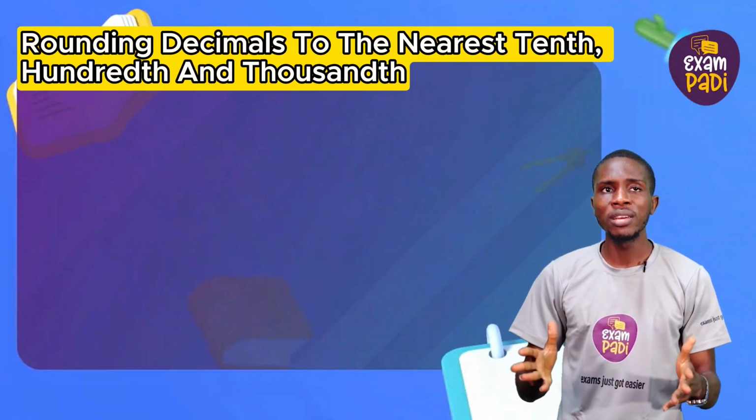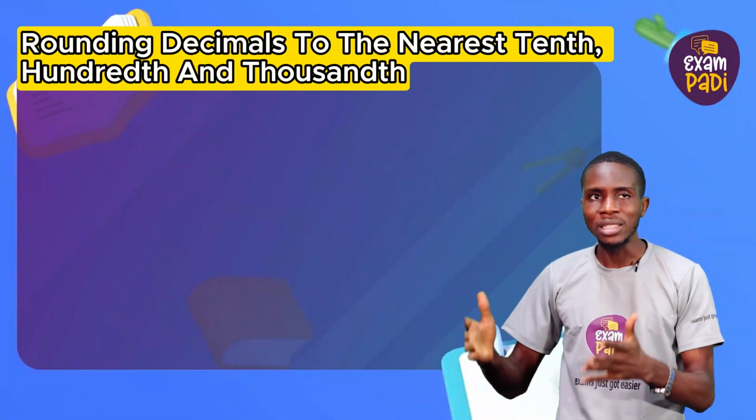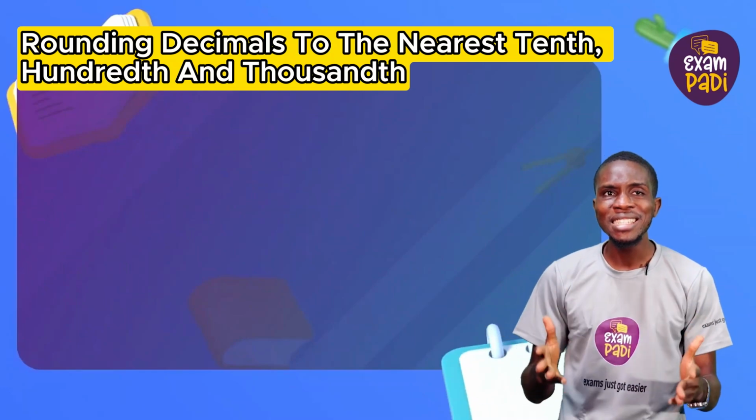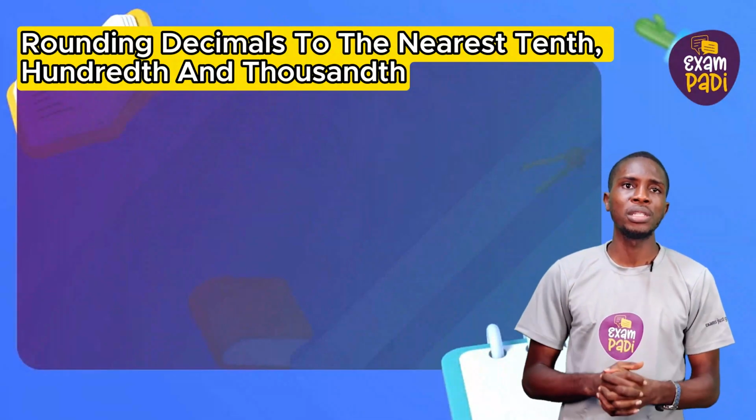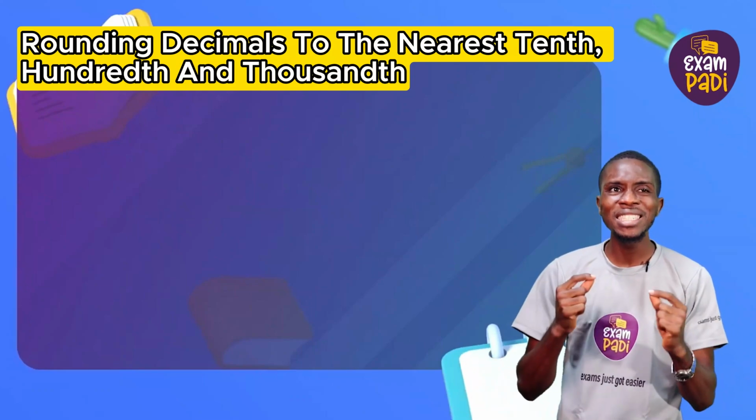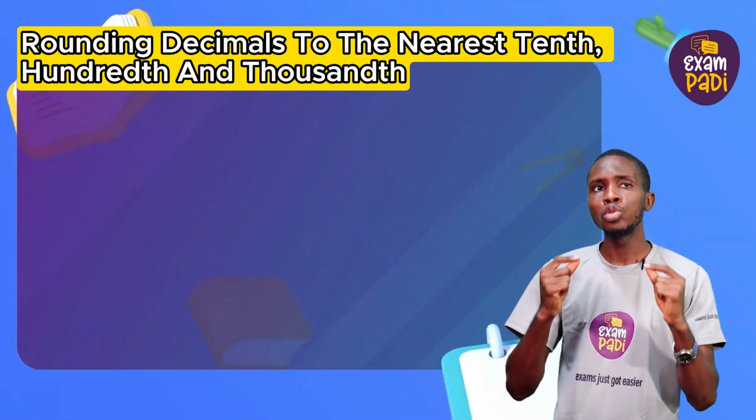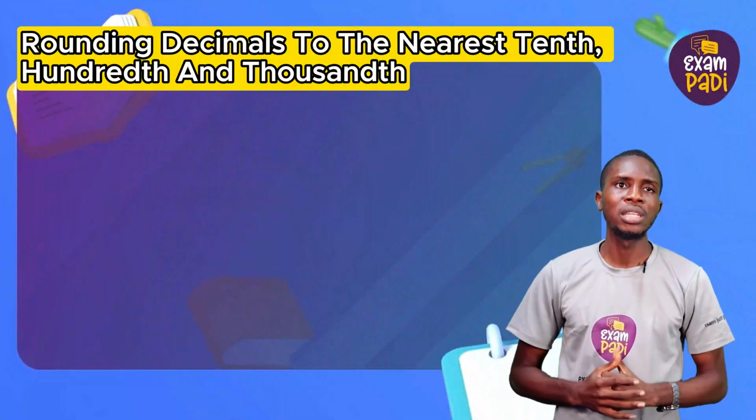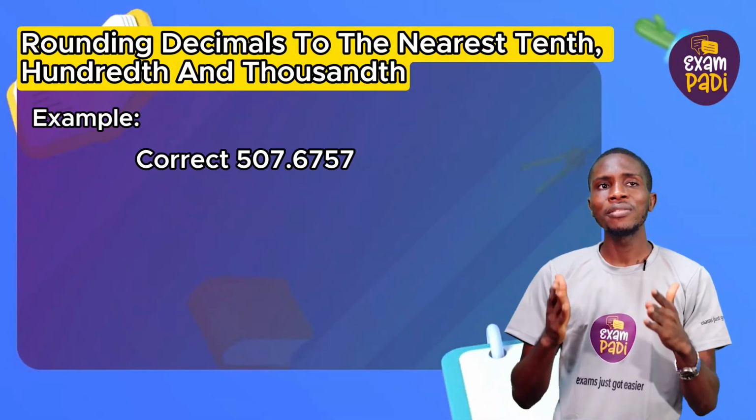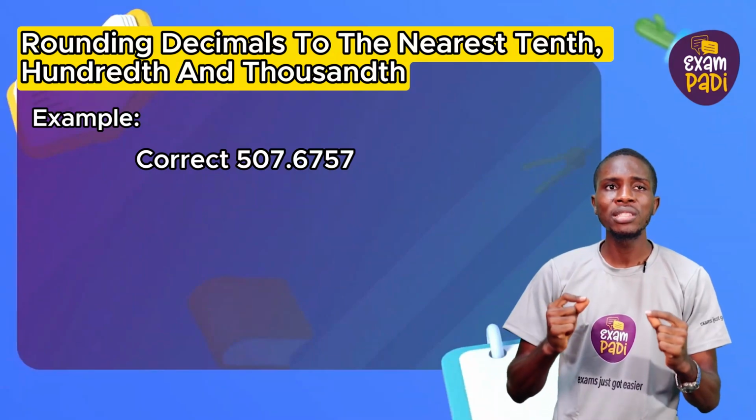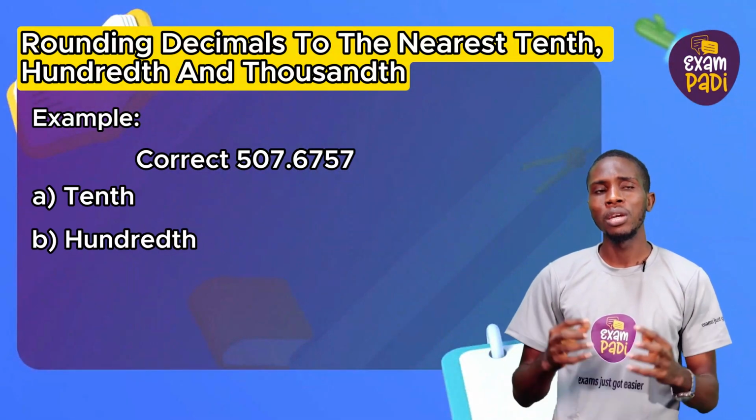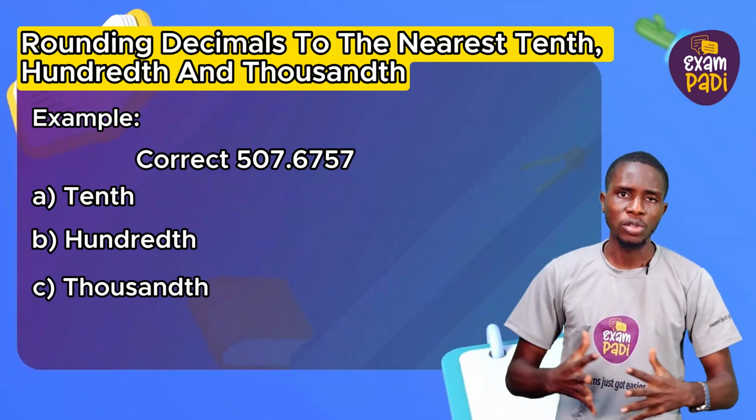Rounding decimals to the nearest tenth, hundredth, and thousandth. To round a decimal to the nearest tenth is the same as rounding to 1 decimal place. Likewise, the hundredth and thousandth are the same as rounding a number to 2 decimal places and 3 decimal places. For example, correct 507.6757 to the nearest A, tenth, B, hundredth, C, thousandth.